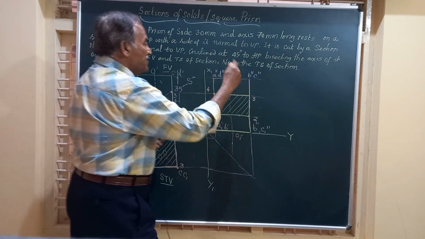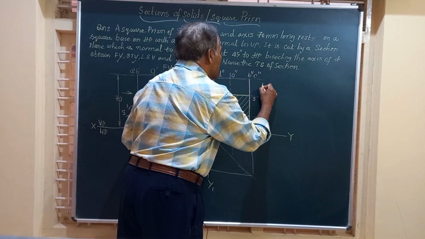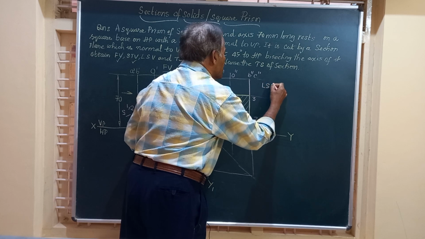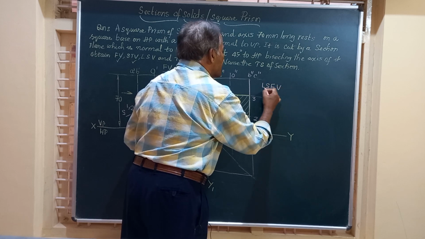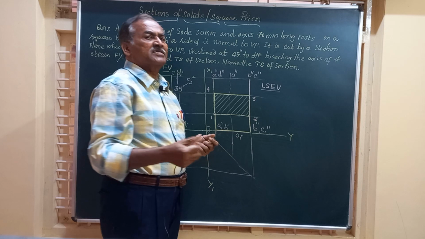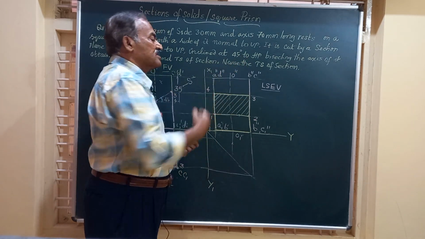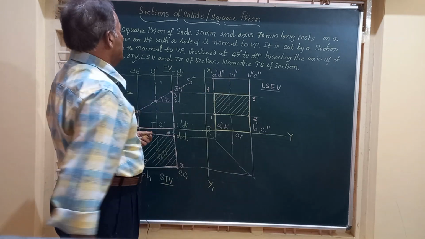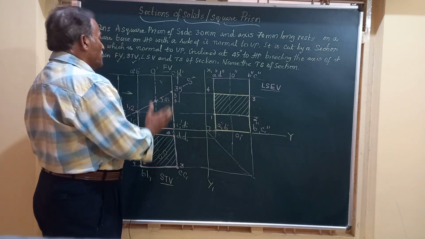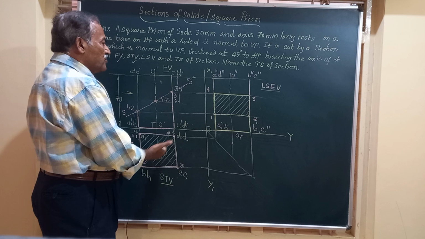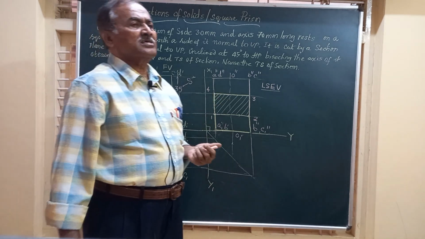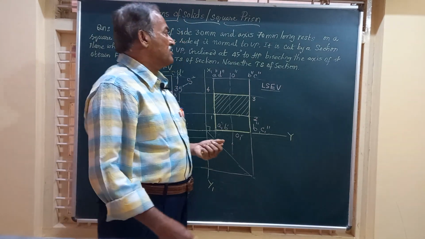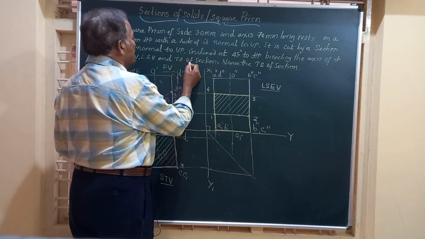And the complete figure here is called LSEV. LSEV means left sectional end view. That is the left end view along with the section. Okay, that's LSV or LSEV. And friends, we have got the front view, we have the top view, we have got the end view in section. Finally, the small portion is left over.